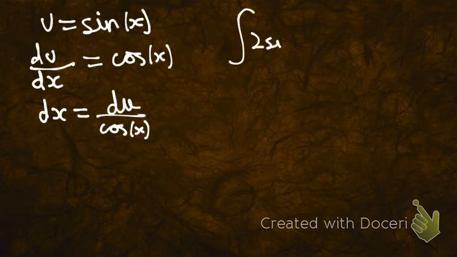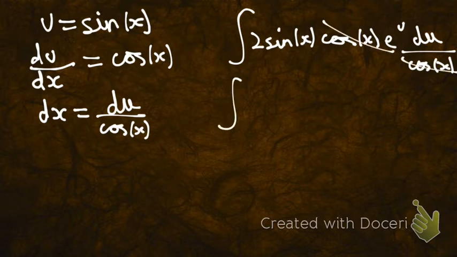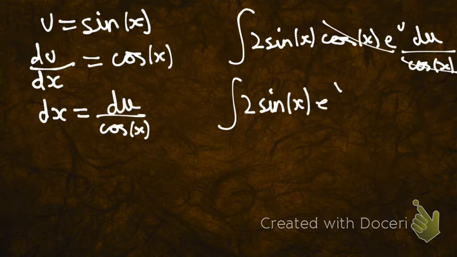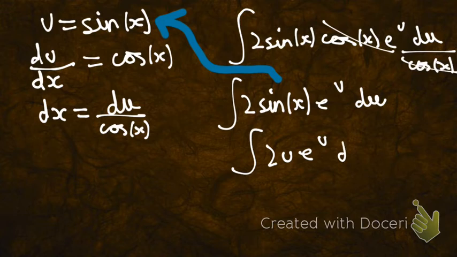and then we get to 2 sine x cos x e to the u du over cos x, which goes down to 2 sine x e to the u du. This sine x is seemingly annoying, but actually it's not that bad, because it's nothing other than our u right here. So we end up with 2u e to the u du.